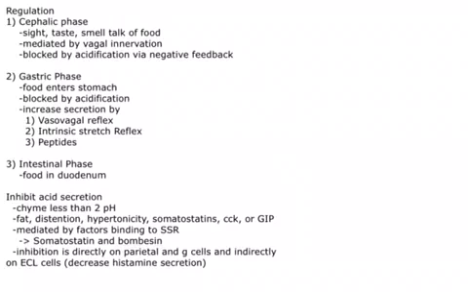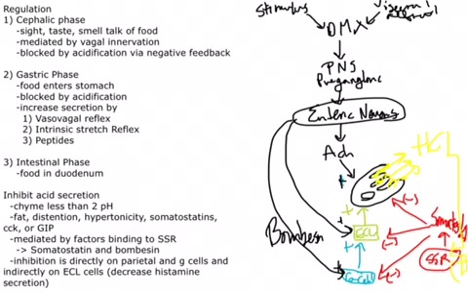Also, it's important to know that inhibition is directly on parietal cells and G cells, and indirectly on the ECL cells. For the ECL cells, it's indirect because it ends up decreasing the histamine secretion, so that inhibits our acid secretion as well. But I do want to show the blockage of acidification by negative feedback and all these happening at once, so you see the big picture. I didn't draw the best picture, but you will get the idea here.